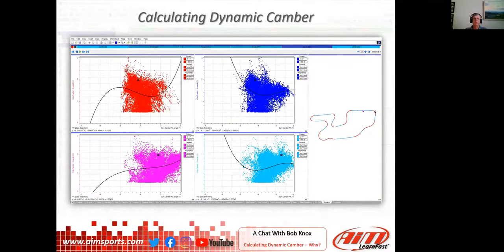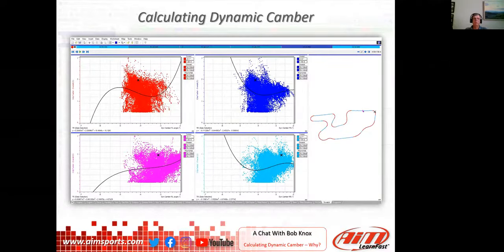The sweet spot limits is bigger, right? The sweet spot is bigger. I know I'm wasting a lot of time here. So the whole point is, if you don't want to spend $11,000 and the cost of a set of tires to do this, you can get, as you can see, similar information by doing math channels that calculate dynamic camber. And there isn't a data system out there that can't do this.